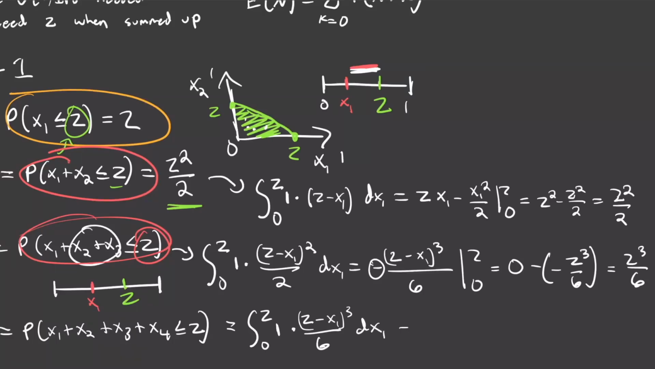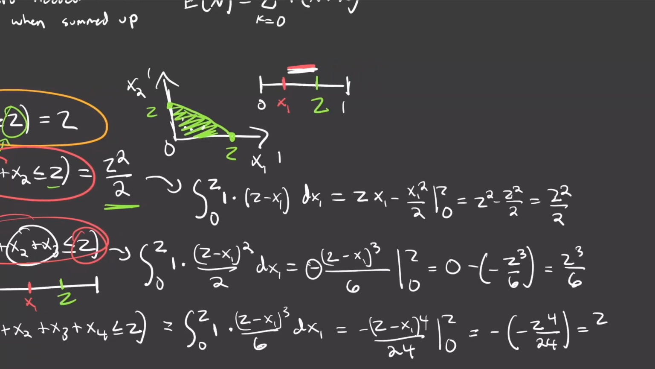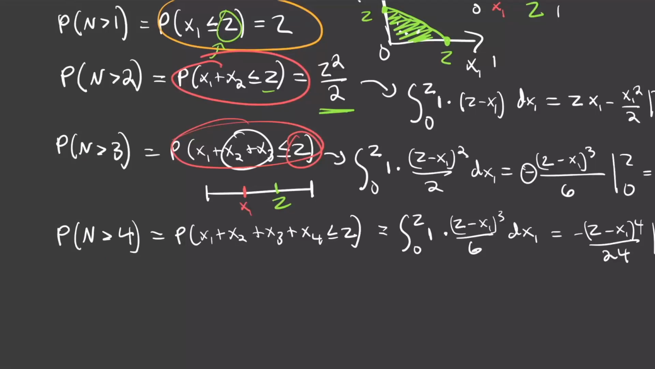And again, when we integrate this right here, we get negative z minus x1 to the power of 4 divided by 6 times 4, so 24, from z to 0. When we plug in z for x1, we just get 0, and then when we plug in 0, we get negative z to the power of 4 on 24, so this is just going to end up equaling z to the power of 4 divided by 24, and now you can see the pattern. Our n value is 4. This pretty clearly is our n value, what we're raising z to the power of, and on the bottom we basically have n factorial. And you can pretty clearly show this by induction.